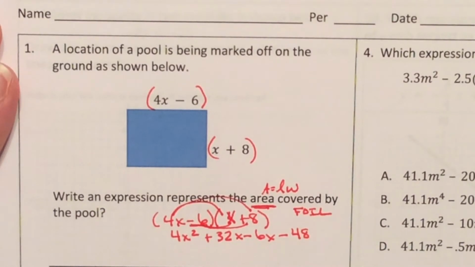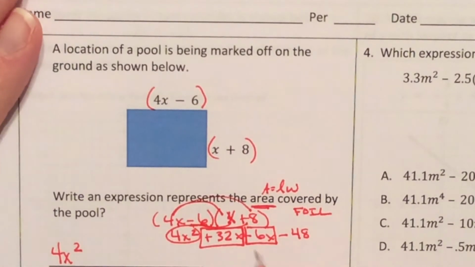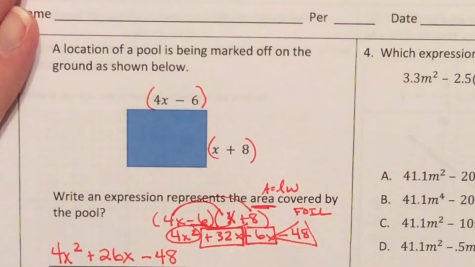Then you've got to go back and look at combining your like terms. So you're going to have your x squares, 4x squares. You're going to combine your x's. You have 32 x's that are positive, and you have negative 6 x's. So you can type in 32 minus 6 onto Desmos, and you can see that the answer is going to be 26 x's. And then we have our constants, negative 48.